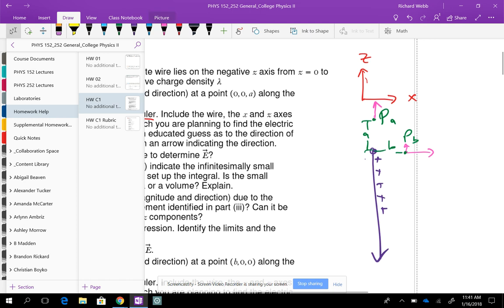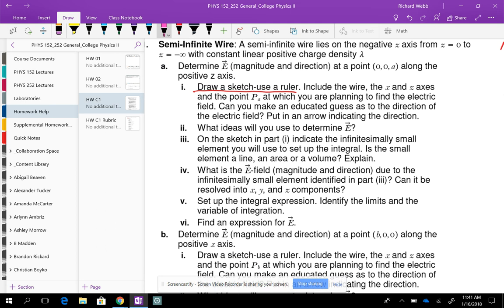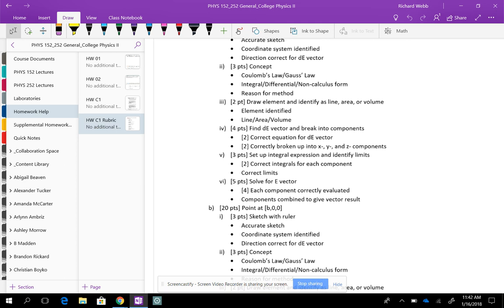Okay, so now looking at what we are supposed to be doing here, what ideas will you use to determine it? Well, I told you for number one, we're going to use Coulomb's law. So that's my idea, Coulomb's law. And then sketch the infinitesimally small element and say if it's a line element or a volume element. Make sure you look here. What are you going to get points on? Is the element identified? Did you draw it? And did you identify that it's a line, area, or volume?